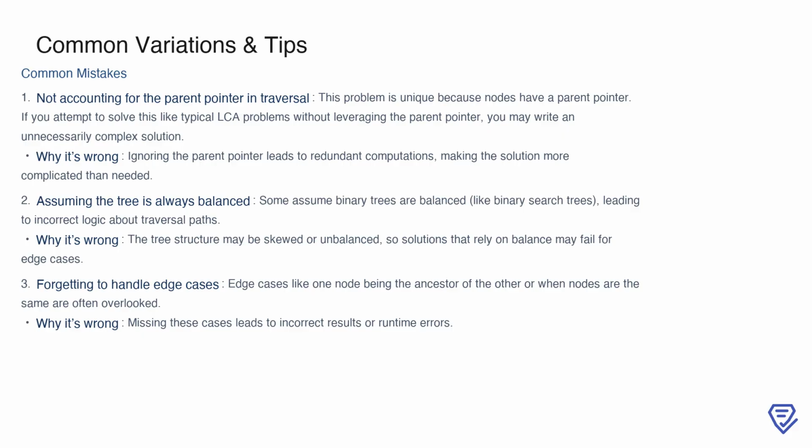Another common pitfall is assuming the tree is always balanced. Binary trees in this problem are not guaranteed to be balanced, so solutions that rely on balance, such as assuming equal depths or symmetrical paths, may fail when the tree is skewed or unbalanced. Lastly, edge cases like one node being an ancestor of the other, or when both nodes are the same, are often overlooked. Forgetting to handle these scenarios can lead to incorrect results or even runtime errors, so it's crucial to consider them when designing your solution.